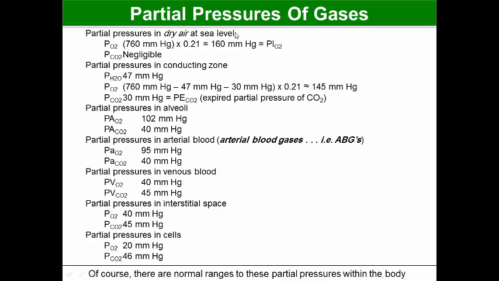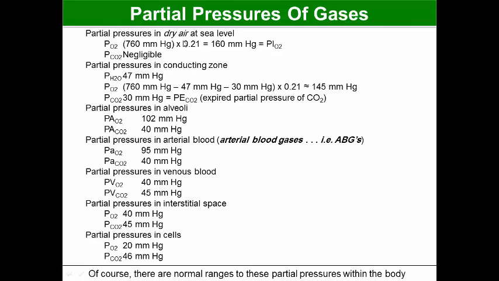in dry air at the sea level, and in the conducting zone, and in the alveoli, and in the arterial blood. This is the blood which leaves the lung and goes to the left side of the heart and then goes to the tissues. And in the venous blood, this is the blood which leaves the tissues after the tissues have taken oxygen and added carbon dioxide to the blood. And the partial pressures of these two important gases in the interstitial fluid or interstitial space and within the cells.